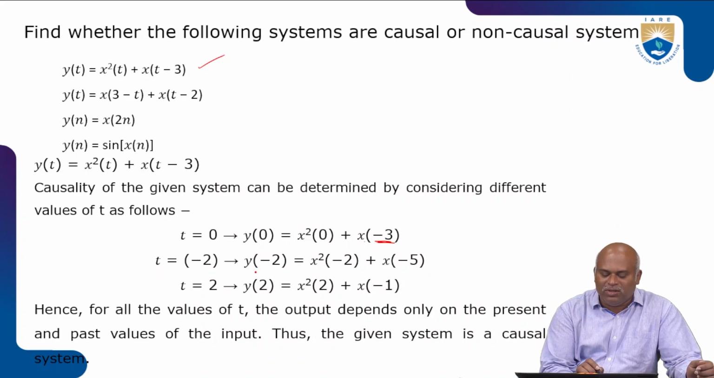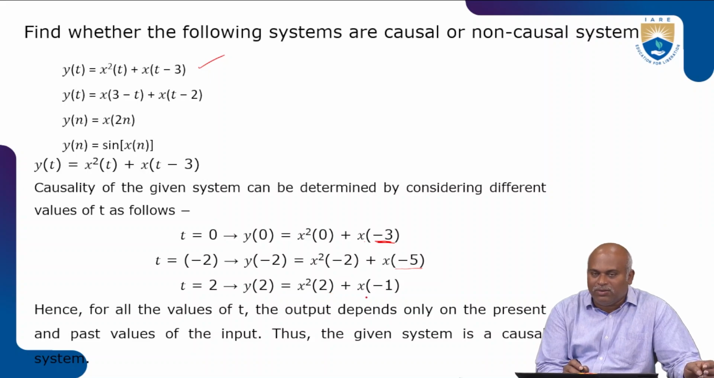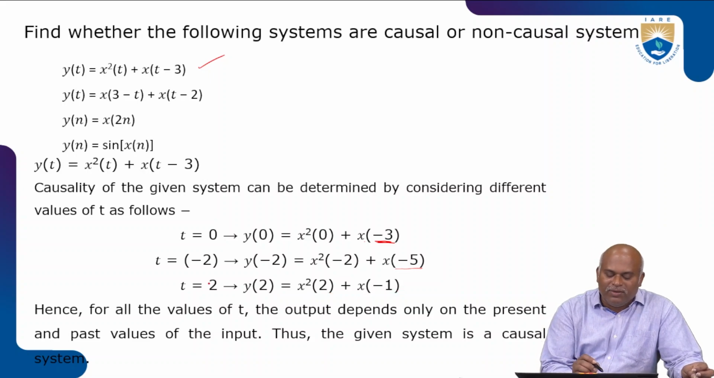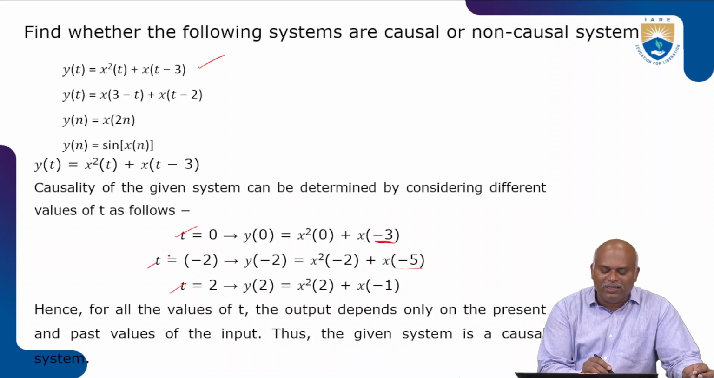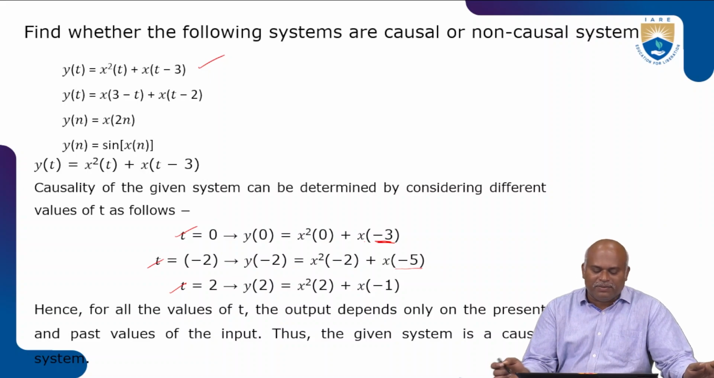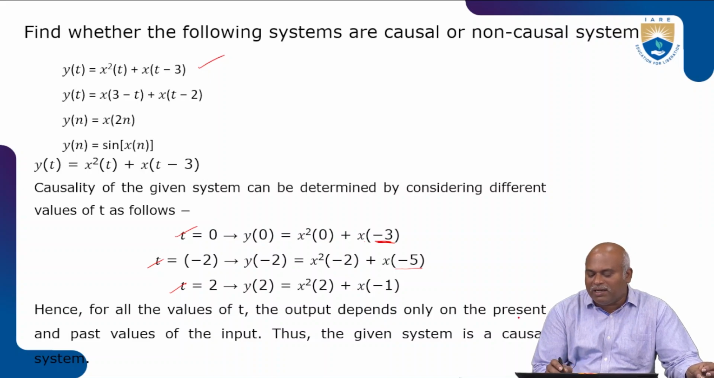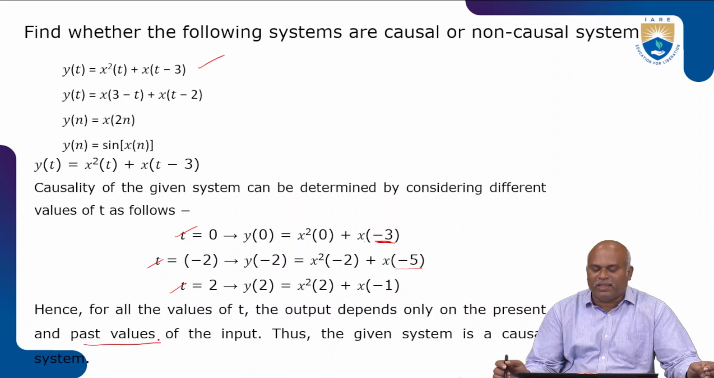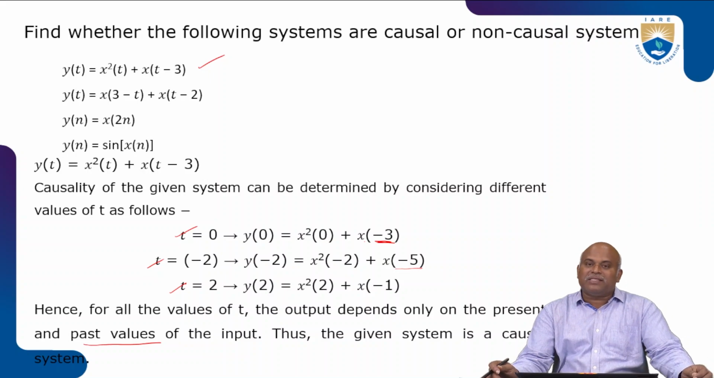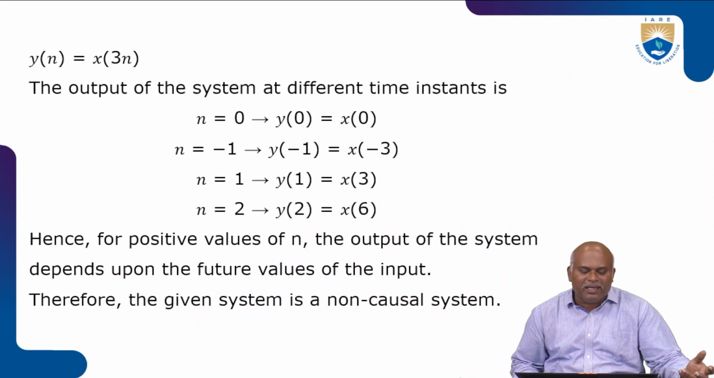Then t equal to minus 2: y of minus 2 is x square of minus 2 plus x of t minus 3, that is minus 5. Then t equal to 2: y of 2 is x square of 2 plus x of minus 1. So we have given the past, present and future values. For all values of t, if the output depends only on the present and past values of the input, then the system is called a causal system. Like that, we may represent all the cases.